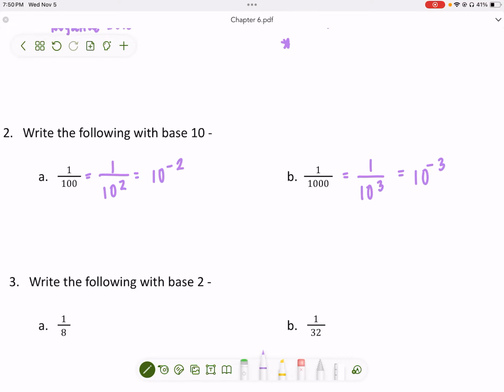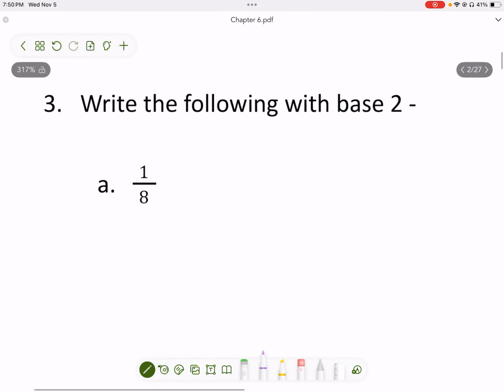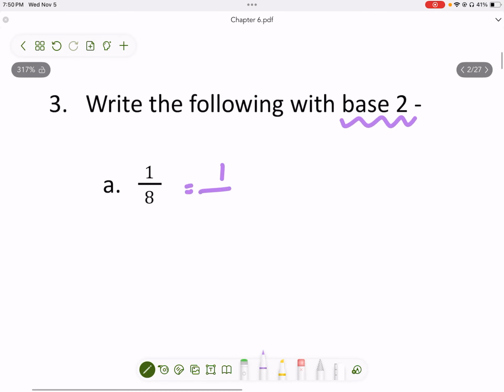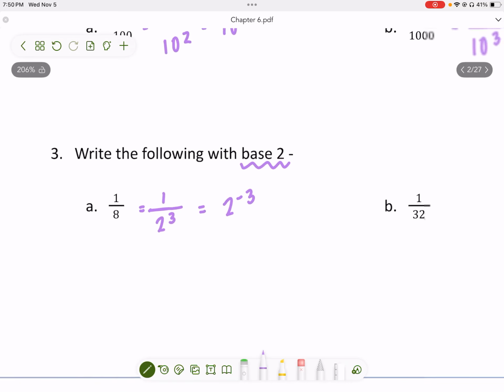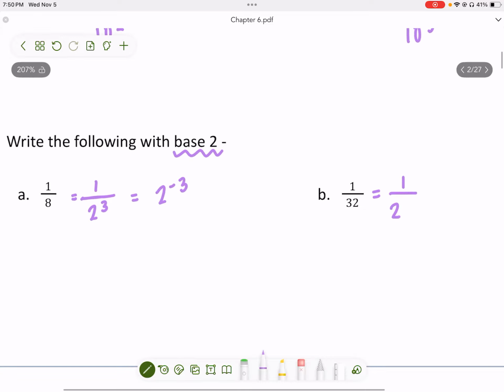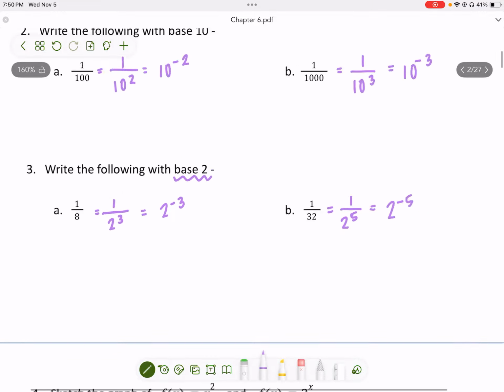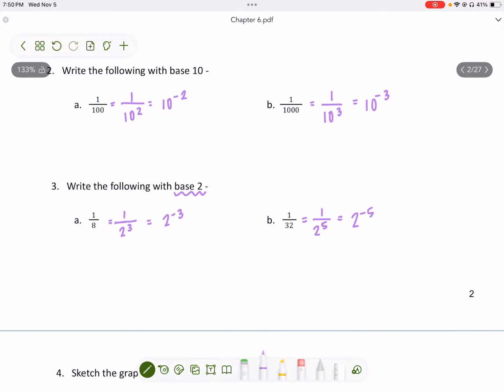Similarly, we can also work with bases other than 10. Here we have a 2. So 1 over 2 cubed would get us 1/8, and 2 to the negative third would also be the same thing. Here we have 2, I think, to the power of 5, or 2 to the power of negative 5. So just some practice on that negative rule.